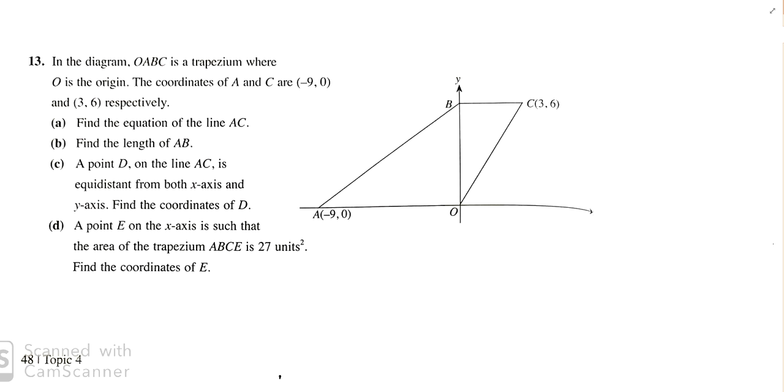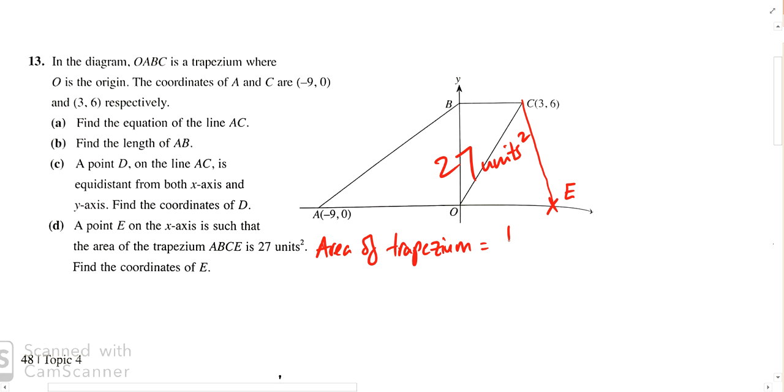Okay, now in the last part of the question, part D, there is a point E on the x-axis such that ABCE is a trapezium. So let us choose a random and arbitrary point. Let's call this point E, such that we have ABCE as a trapezium, and the area will be 27 square units. The formula for the area of a trapezium is given to be half times the sum of the parallel sides. So these are the parallel sides.